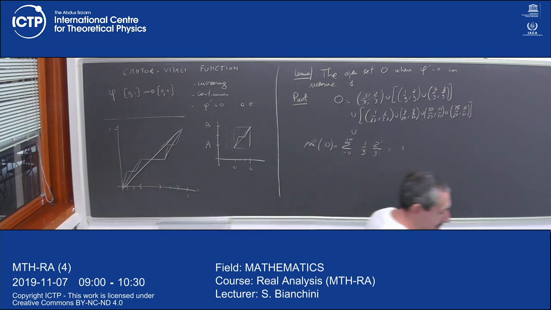I have a question about this writing: phi prime is zero almost everywhere. Should we understand it as the set of all the elements where phi is differentiable and the derivative is zero is measurable and the complement has measure zero?